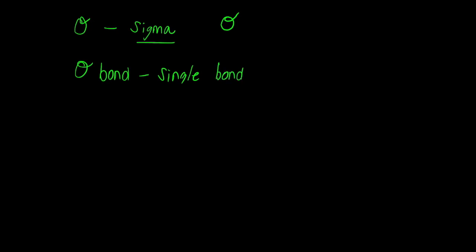So if we take a look at this molecule here, this is called ethane. This guy right here has 1, 2, 3, 4, 5, 6. It contains 7 sigma bonds. Okay?